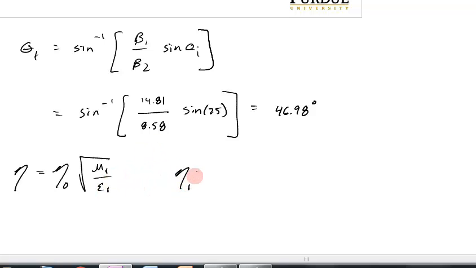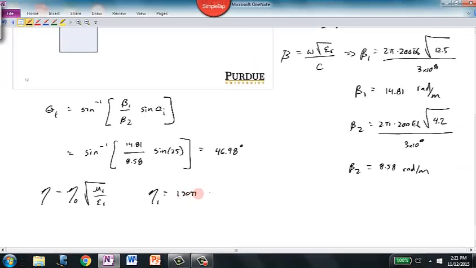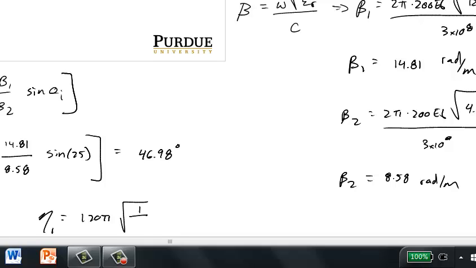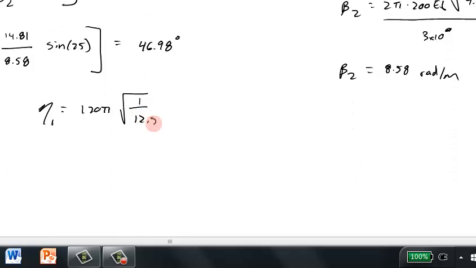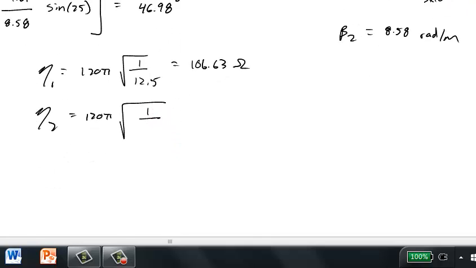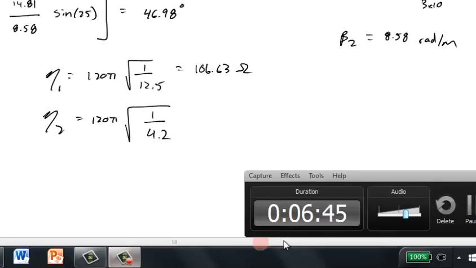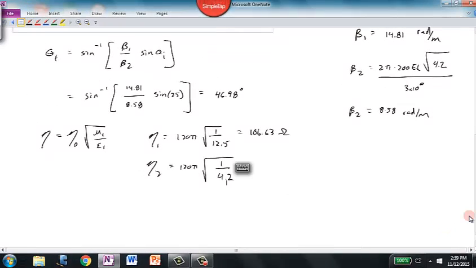So for us, eta 1 is going to be 120 pi times the square root of 1 over 12.5, and that's equal to 106.63 ohms. And eta 2 is equal to 120 pi, which is the intrinsic impedance of free space, times the square root of 1 over 4.2. I've got it written over here. And the result of that calculation is 183.95 ohms.